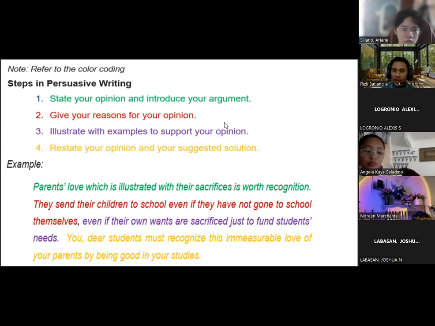Okay, so lumalabas na yung mga evidences natin. Okay, so that is examples. And then lastly, restate your opinion and your suggested solution. Okay, so i-restate nyo lang po, no, yung opinion ninyo and then suggested solution.